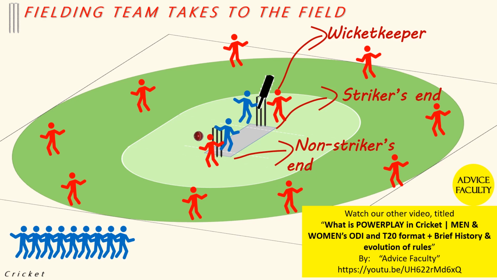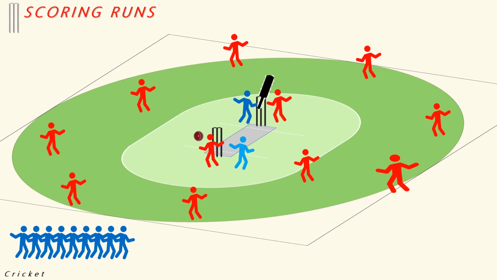Other fielders can also wear protective gear. For example, fielders at silly point generally wear helmets. However, hardly anybody wears them other than the wicketkeeper. Runs are scored by the batting side.